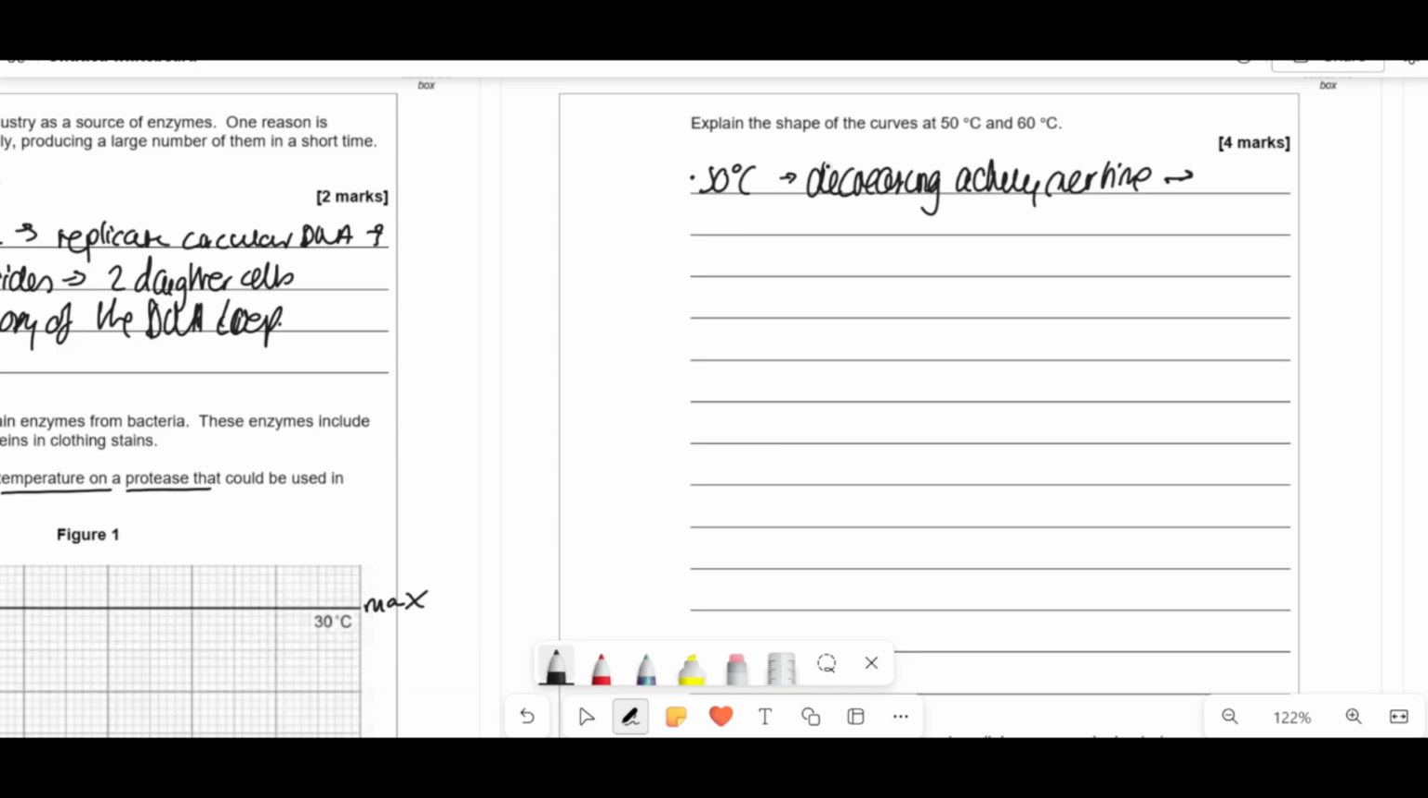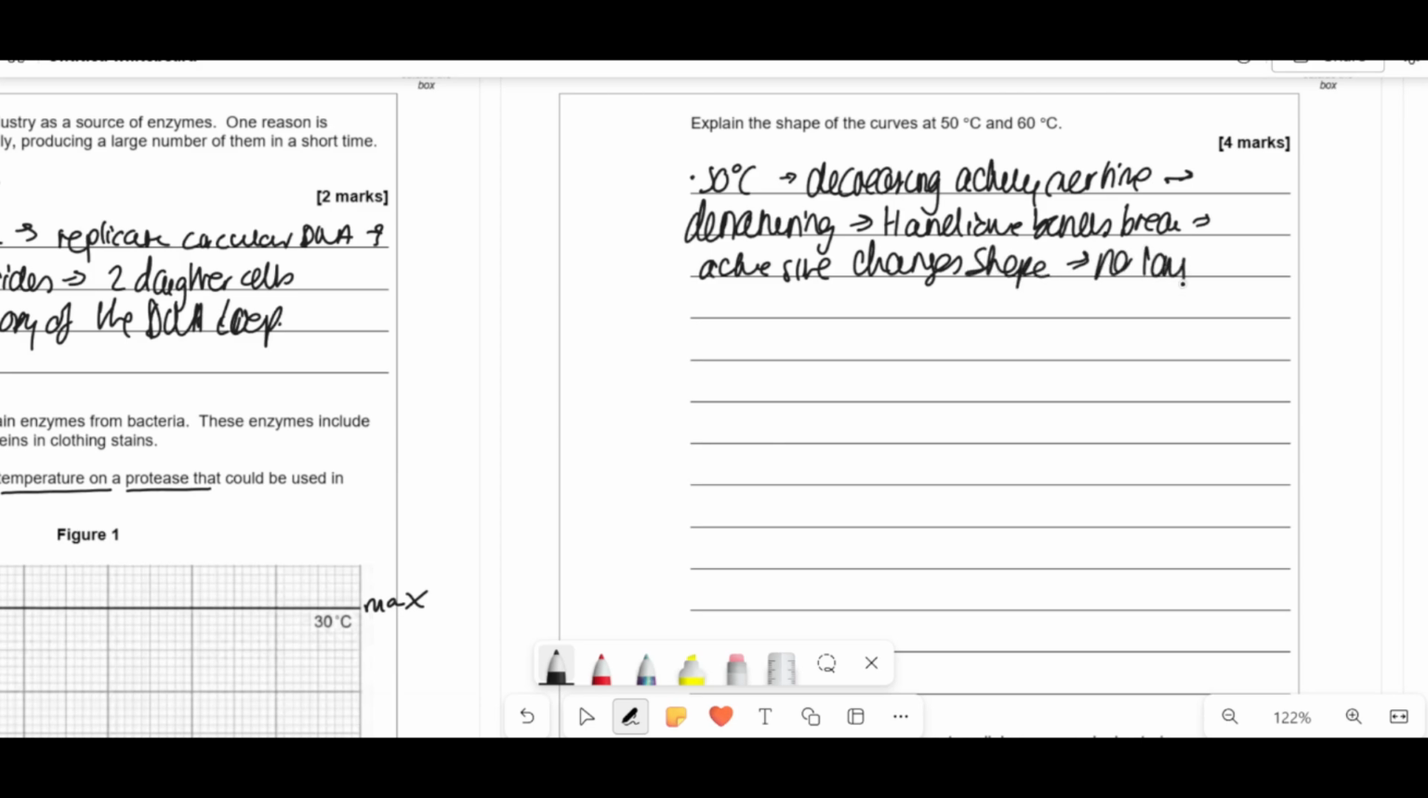Why is an enzyme not working at higher temperature? It must be that there's denaturing happening. You need to explain that as well. So hydrogen, ionic bonds, and all that kind of stuff break. Therefore, the active site changes shape. It's no longer complementary to the substrate, which is proteins. So you get fewer enzyme substrate complexes. That would explain the 50, right?